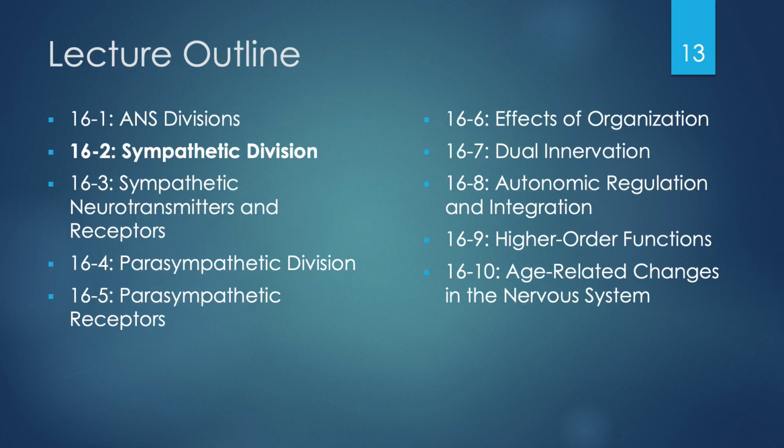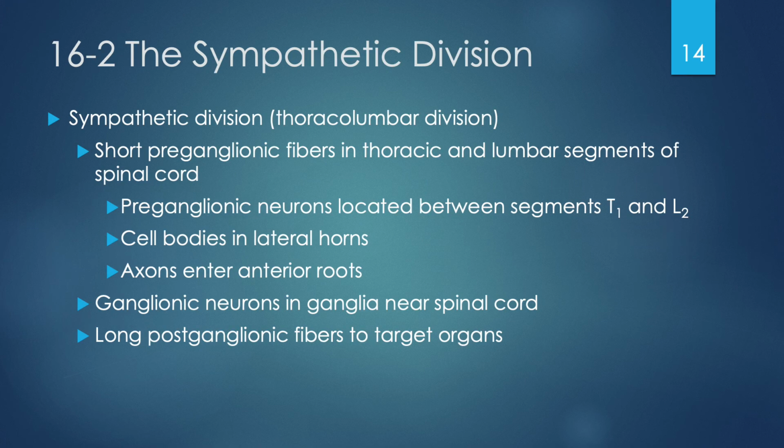Let's discuss section 16-2, the sympathetic division. The sympathetic division of the autonomic nervous system is sometimes referred to as the thoracolumbar division, and we'll discuss this more in coming slides, but you'll see in the very next slide how this makes sense with a visual schematic. So in the thoracolumbar division, or sympathetic division, we have short preganglionic fibers that are in our thoracic and lumbar segments of the spinal cord, and these are going to be located between the segments of T1 and L2, so thoracic 1 and lumbar 2.